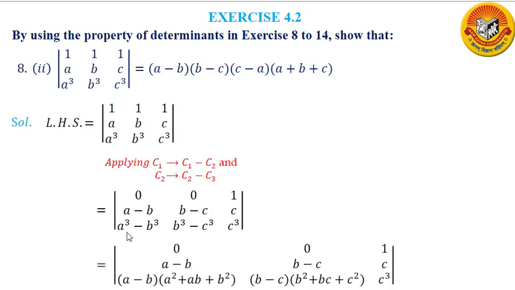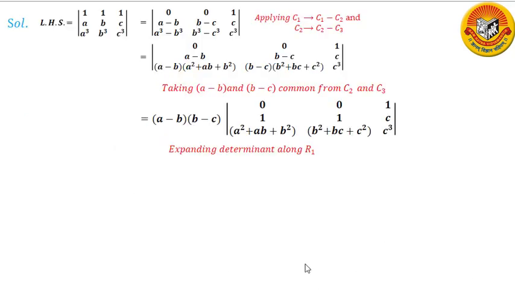Now A cube minus B cube. You all know the formula. A cube minus B cube is A minus B into A square plus AB plus B square. So I expand this element like A cube minus B cube. Similarly B cube minus C cube. Now you can see that from the first column I can take the A minus B common, and from the second column I can take the B minus C common. So let us take common A minus B and B minus C, right?